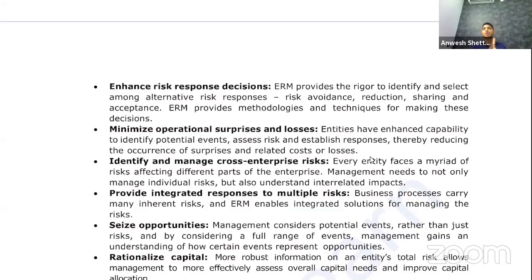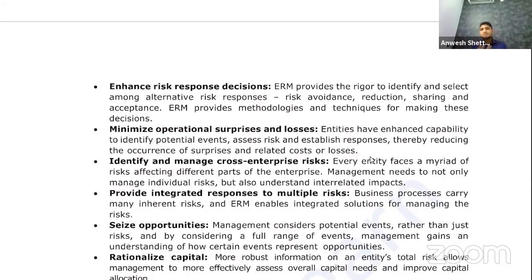Identify and manage cross-enterprise risk. Every entity faces a myriad of risks affecting different parts of the enterprise. Management needs to not only manage individual risks but also understand interrelated impacts. So a business may have different departments.